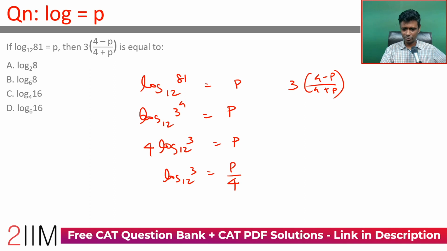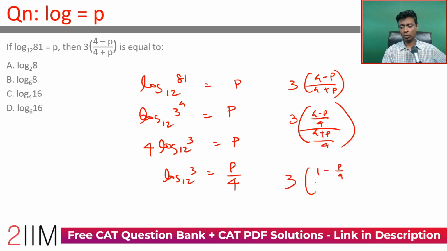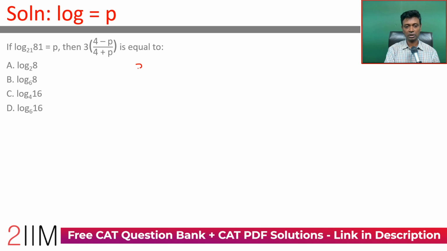But this p/4 is a very interesting number because this can be written as 3(4 − p)/(4 + p), divided by 4 on top and bottom, or 3(1 − p/4)/(1 + p/4). This is wonderful because we know p/4 is log 3 to the base 12. So this number becomes 3 times (1 − log 3 to the base 12) by (1 + log 3 to the base 12).